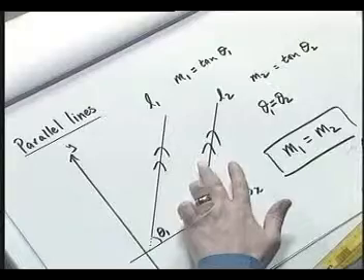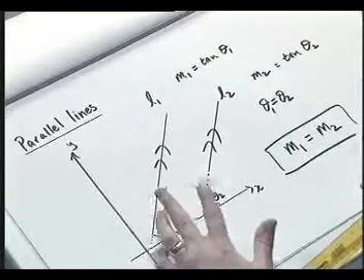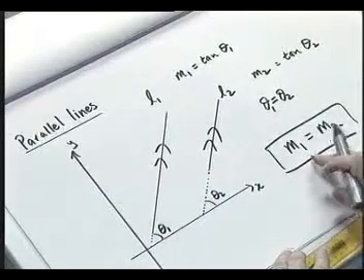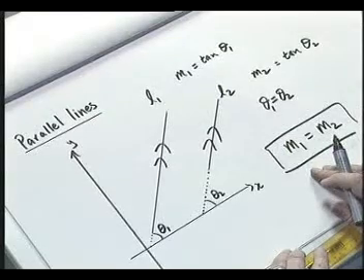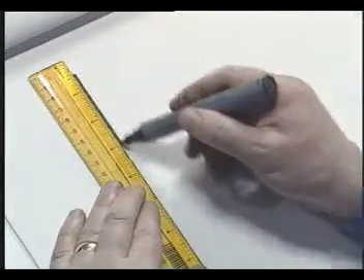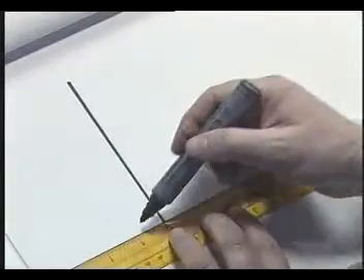So for two parallel lines, as you might have expected intuitively, the two gradients are equal. And conversely, if we have two lines for which the gradients are equal, then we can deduce from that that the two lines must be parallel. Okay, so that's parallel lines. Let's look at some perpendicular lines. See if we can deduce something about the gradients of perpendicular lines.